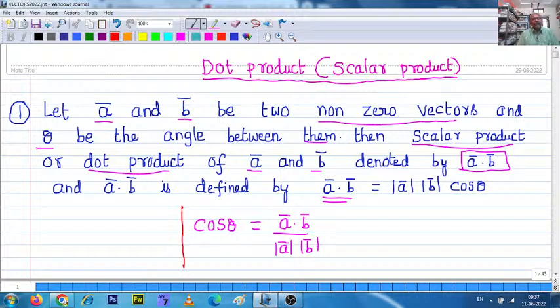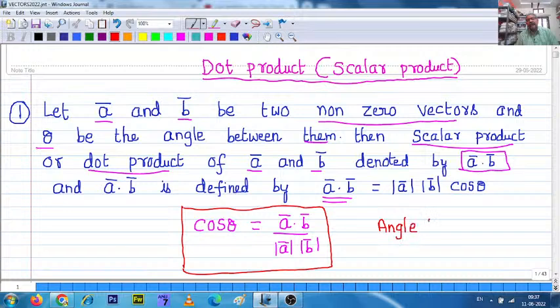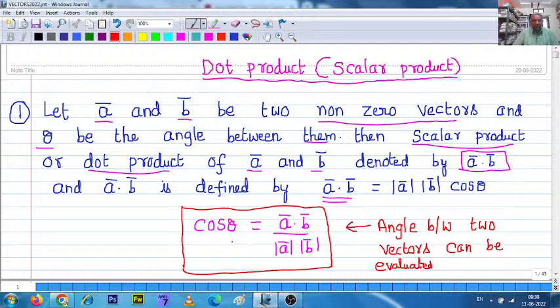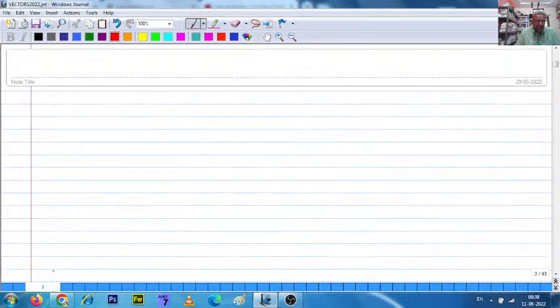So what is the use of this dot product or scalar product? It is used to find out the angle between two vectors. The angle between two non-zero vectors can be found using this formula. So cos theta is equal to A dot B by mod A mod B. Okay, I hope it's very clear to you. Now let us move to second concept.